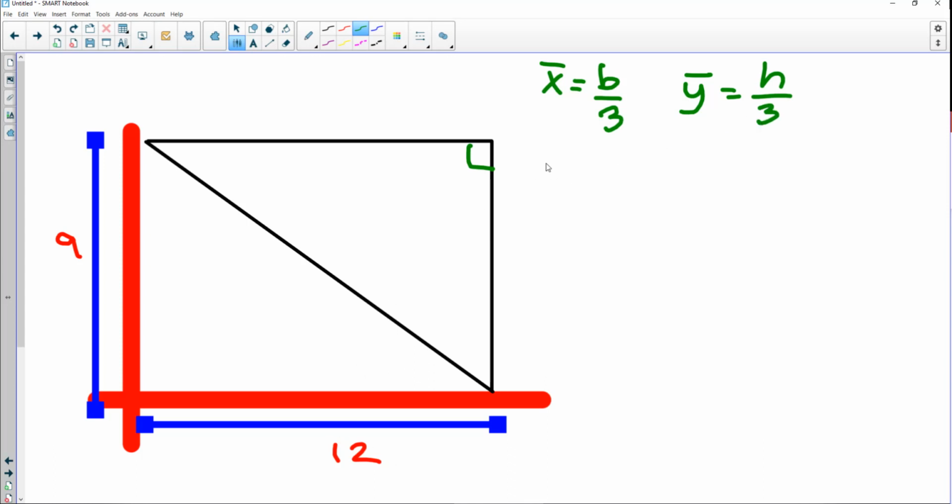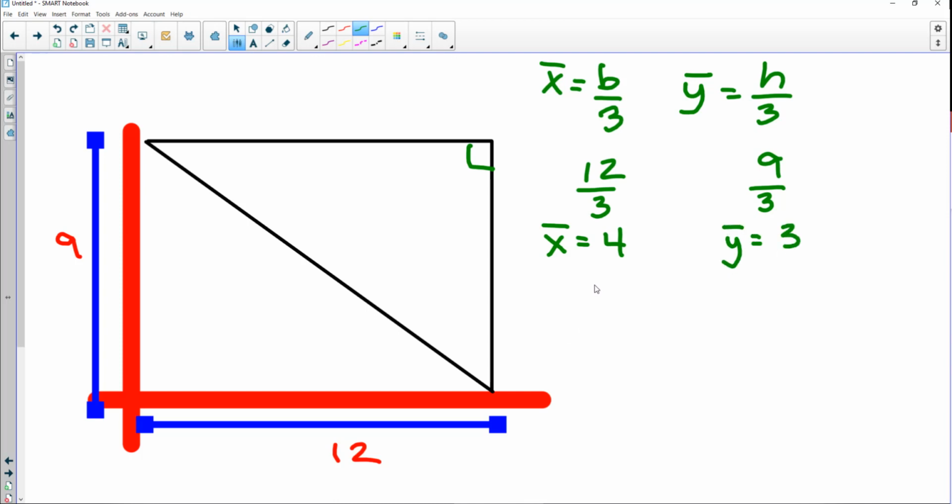So let's start with the base. The base is 12, so 12 divided by 3 is going to be 4. Height divided by 3: 9 divided by 3 is going to be 3.